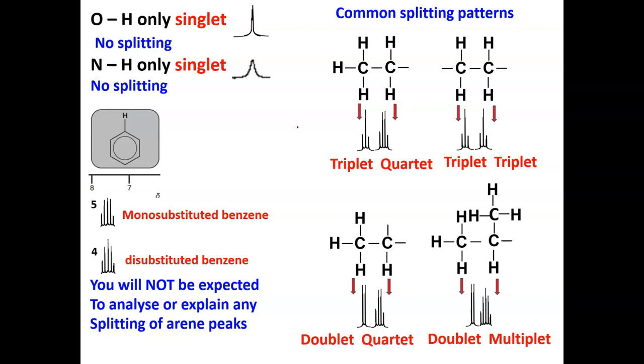Now just remember, OH groups or NH groups only ever occur as a singlet peak. They're usually quite short, stumpy looking things like you can see in the pictures. They don't have any splitting.